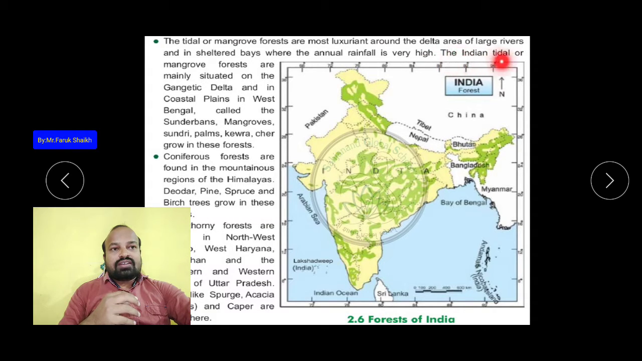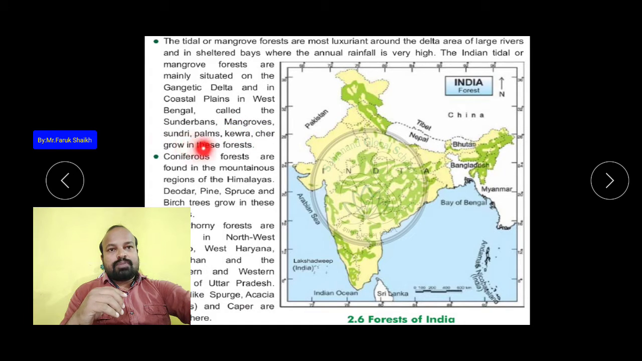The Indian tidal or mangrove forests are mainly situated on the Gangetic Delta in the coastal plains of West Bengal, called the Sundarban. In West Bengal, in the Gangetic Delta, these types of forests are found, and they are called the Sundarban because so many Sundari trees are found in this forest. That is why they are called the Sundarban.